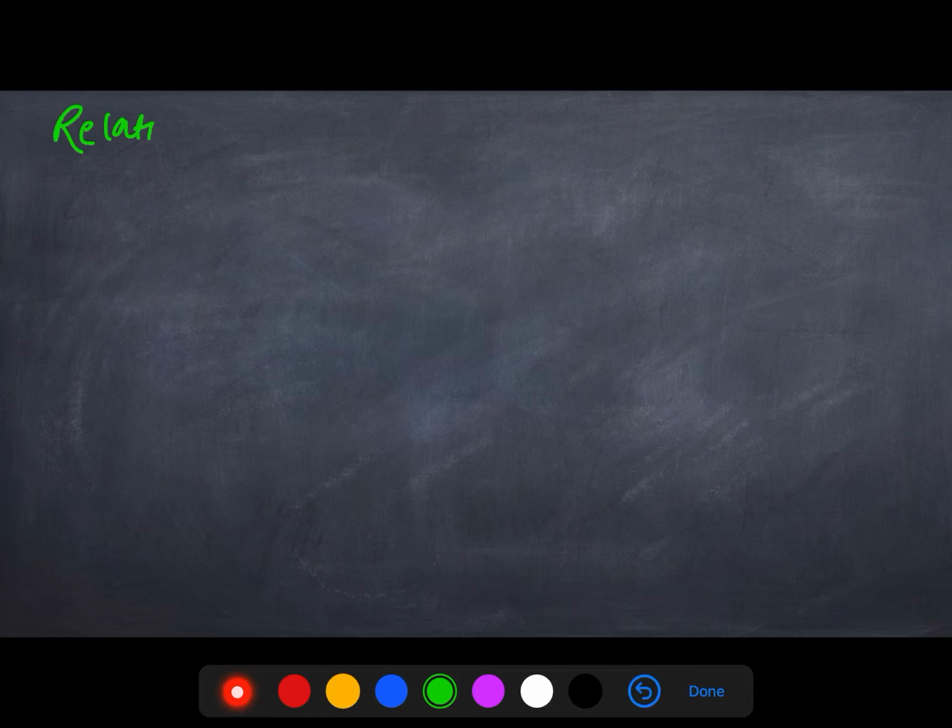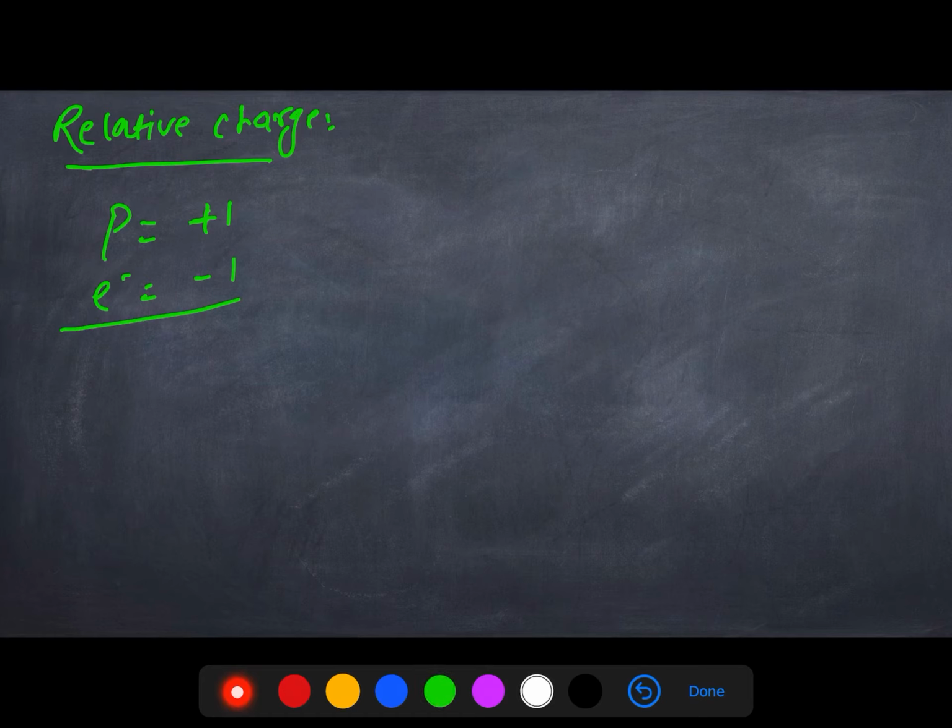One thing we need to keep in mind is the relative charges of protons and electrons. A proton carries a relative charge of +1 and an electron carries a relative charge of -1. One proton is +1, one electron is -1. Now we are going to assume different scenarios. Let's assume scenario number 1.